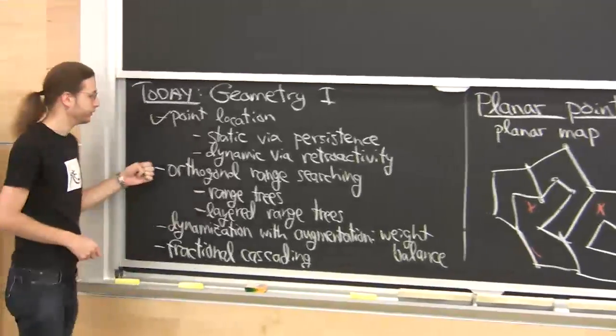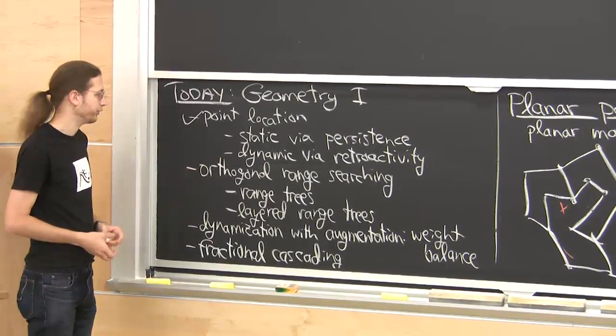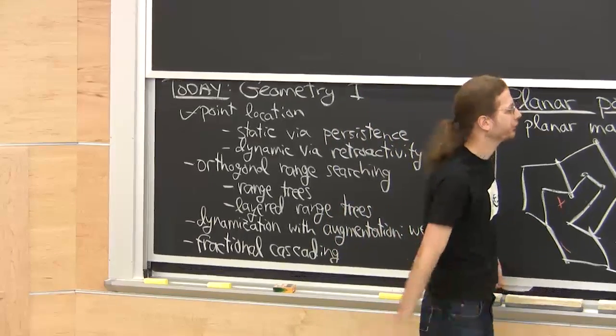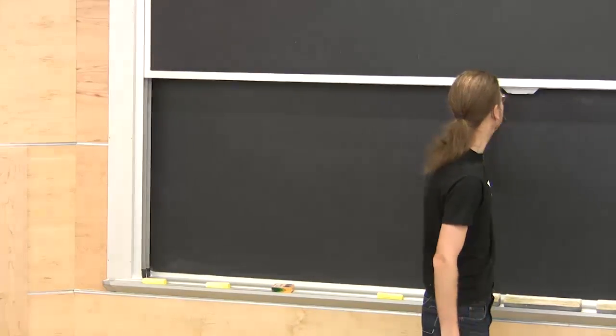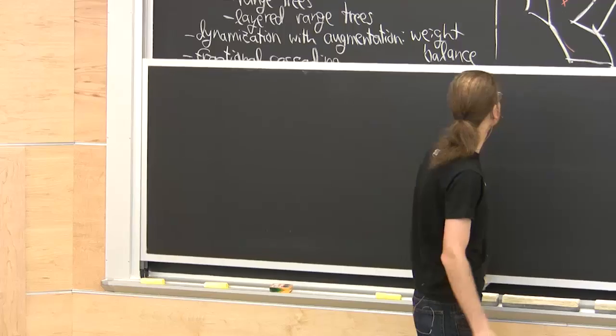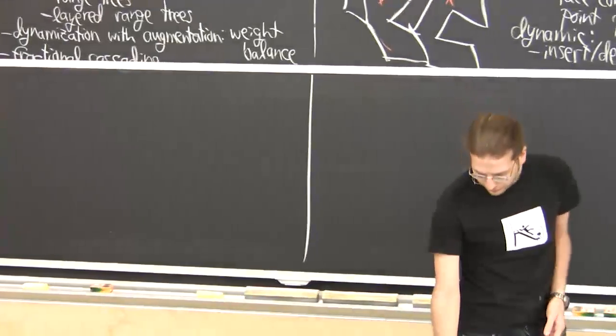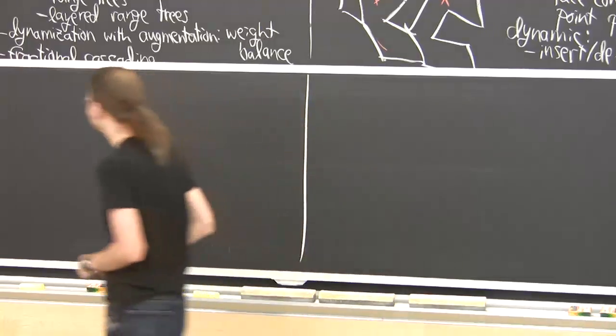And now I want to go on to orthogonal range searching. We can do some new data structures, new to us. So first, what is the problem?